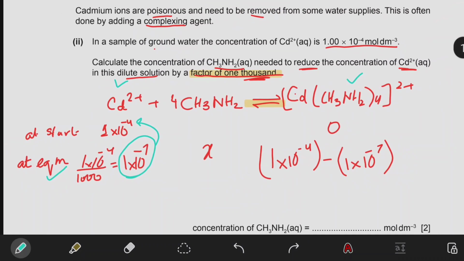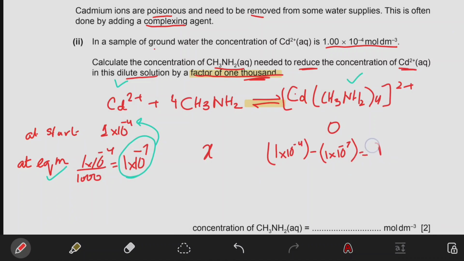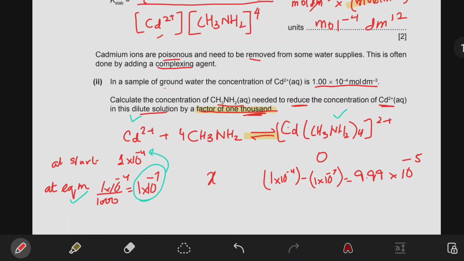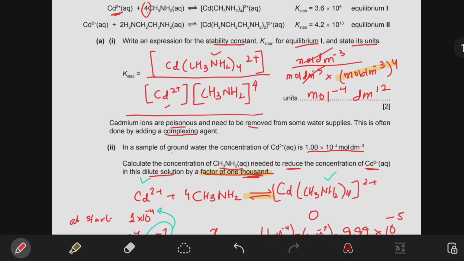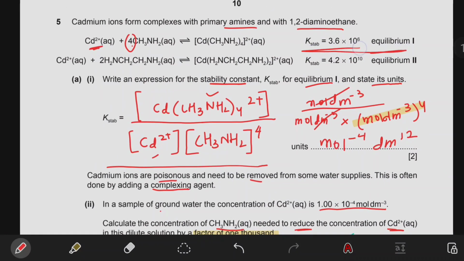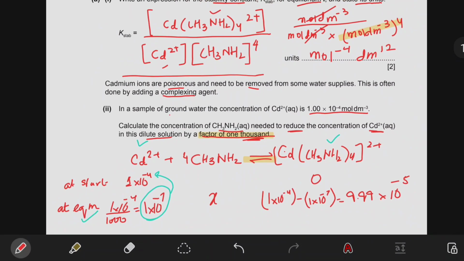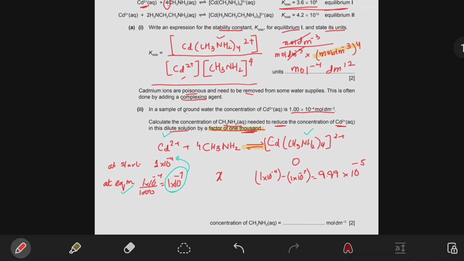And now we will get this as 9.99 into 10 to the power minus 5 mole per dm cube. Now what we need to use to find out the concentration is this K stab equation. Okay, and K stab has been given to us here. So let's not rewrite the equation.